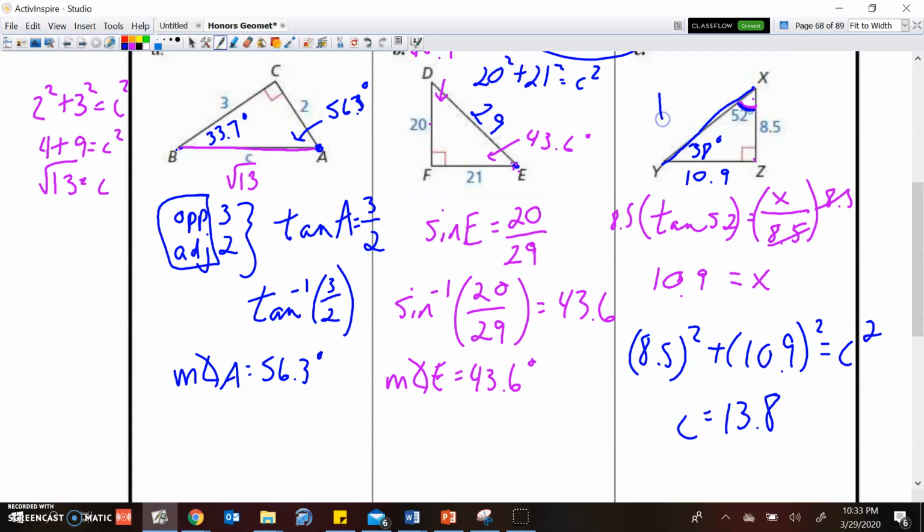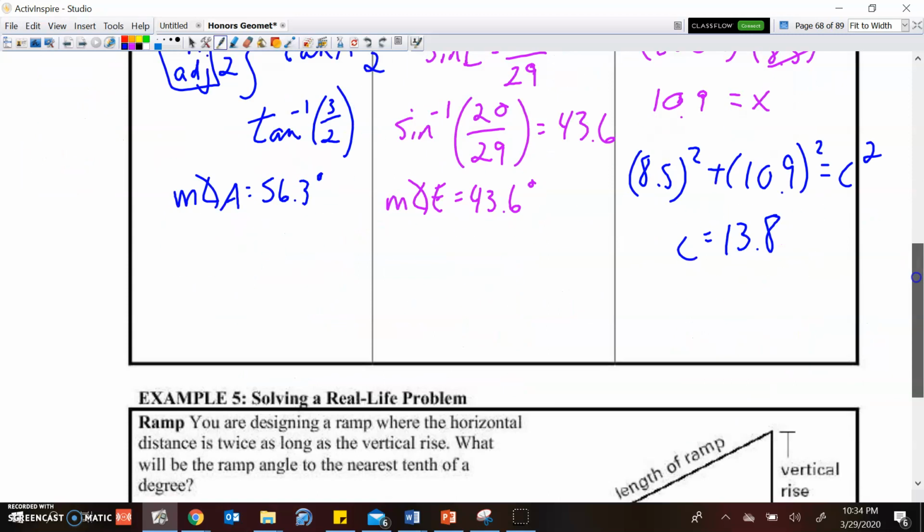Now, if I was officially writing this out, like if we were in class, I would write the measure of angle x equals 52. The measure of angle y equals 38. The length of xy is 8.5, yz is 10.9, and yx or xy is 13.8. But with writing on the computer, it gets a little tricky. So, alrighty, we've solved those right triangles.